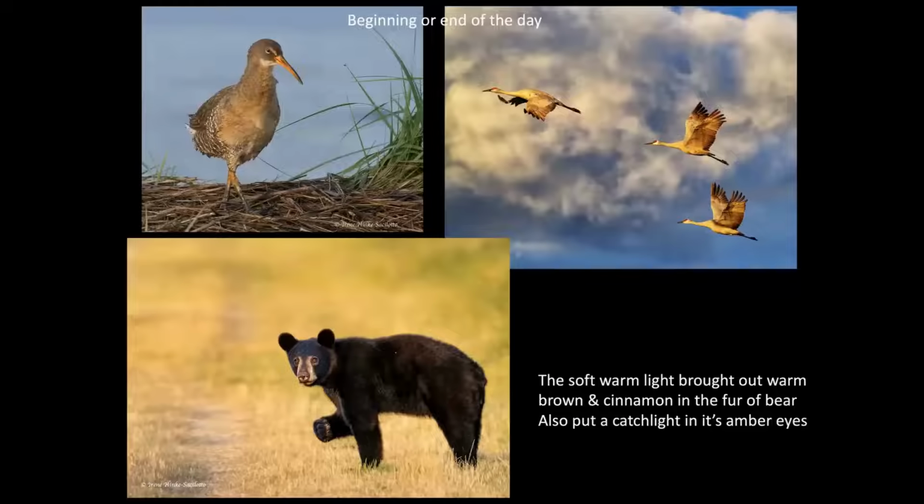The rail is just coming out of the marsh in the early morning. The light is hitting his chest, it's hitting his bill. It's beautiful. In the case of the sandhill cranes, this is at the end of the day, and they're catching that golden light from the sun. Also, in this picture, we have some interesting clouds that add something to the background instead of just plain blue sky. And then in the lower corner, we have one of my favorite subjects, a little black bear.